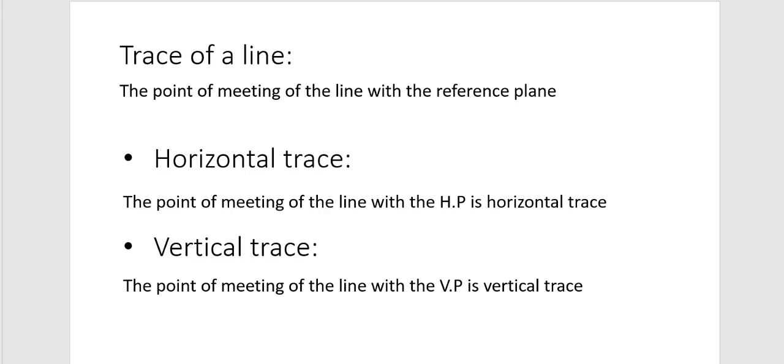So there are two traces, the horizontal trace as well as the vertical trace. The point of meeting of a line with the horizontal plane is known as the horizontal trace. Okay, if a line is inclined to the horizontal plane and it is extended, the point where that line meets the horizontal plane is known as the horizontal trace. And in the case of a line which is inclined to the vertical plane, the point of meeting of that line with the vertical plane is known as the vertical trace. I'll show that in the SketchUp model here.